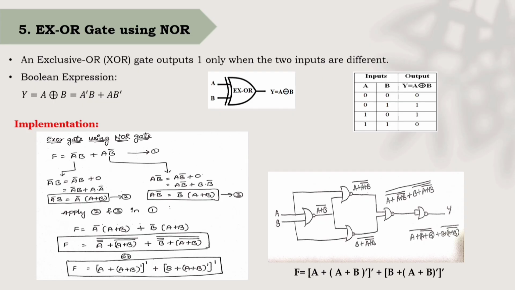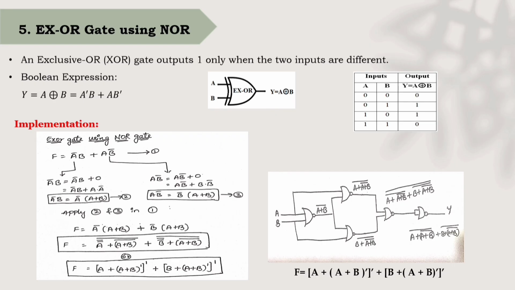For the first operator, we need the input as A and (A plus B) whole bar. Already from the first NOR gate, we have (A plus B) whole bar. Let us consider the second NOR gate, which has the inputs A and the output of the first NOR gate, so that we are going to get (A plus (A plus B) bar) whole bar.